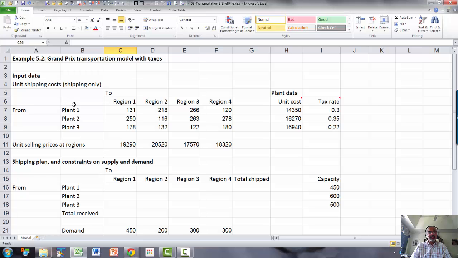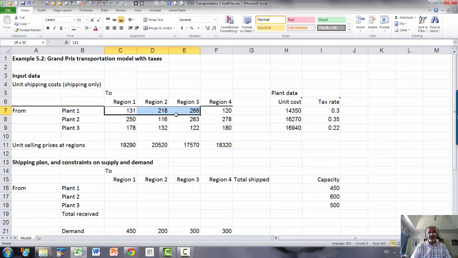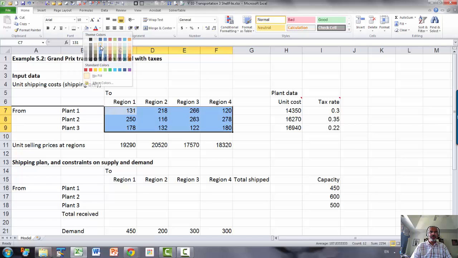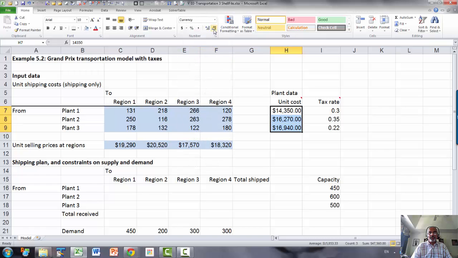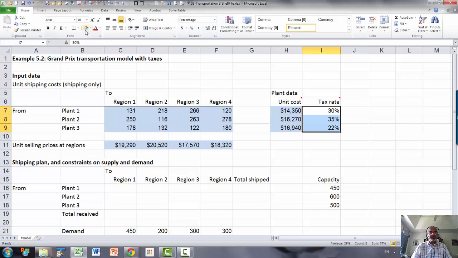Okay, so let's first color code the numbers we see here. These are the transportation costs. This is exactly the same as what we have seen before. Now, I'm going to change the format and take away the decimal places. These are the prices. These are the unit cost of production per unit. That's also given. And this is the tax rate percentage. Let's make it into a percentage.